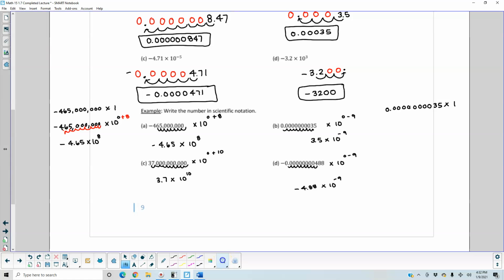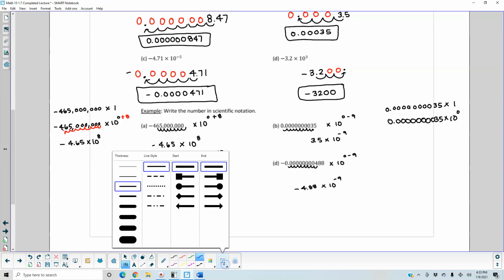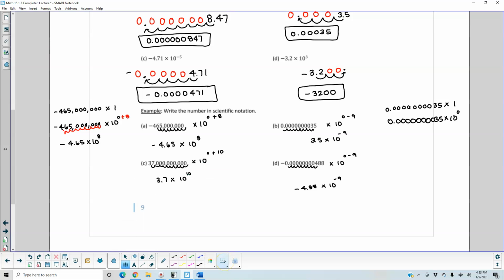Okay, and then we can rewrite this as 0.1234567, and remember that 1 is the same thing as 10 to the 0 power. So now we want to make sure that we finish the decimal in between a 3 and a 5. So from this decimal point here, we're going to move over 1, 2, 3, 4, 5, 6, 7, 8, 9.